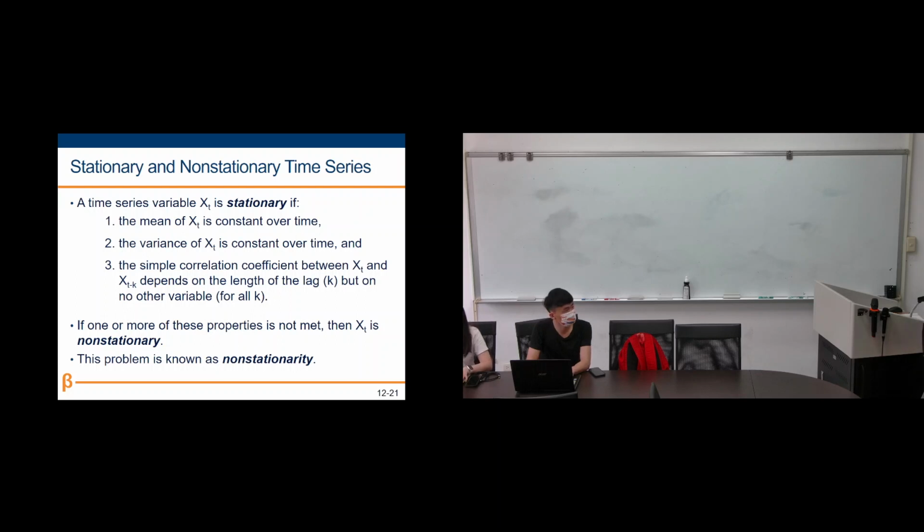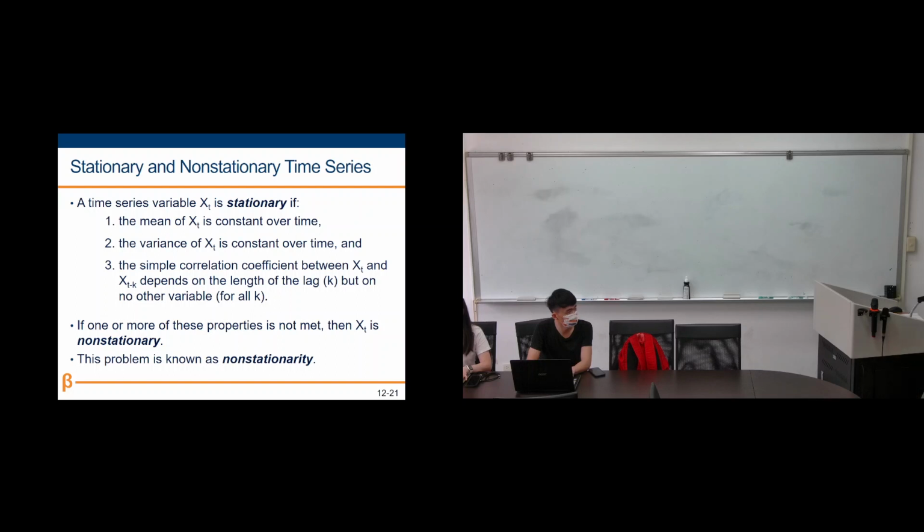So these three conditions are important and all have to be satisfied. This is what we call stationary: the mean is constant, the variance is constant, and the simple correlation coefficient between xt and xt minus k only depends on the length of the lag. If one or more of these properties is not met, then xt is non-stationary, and this problem is known as non-stationarity.